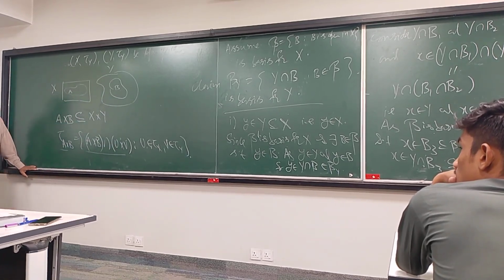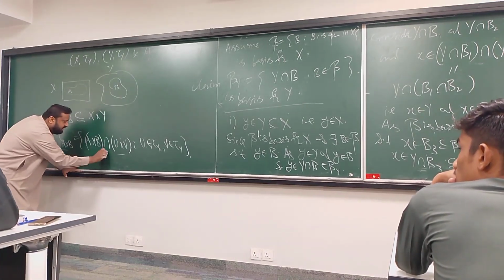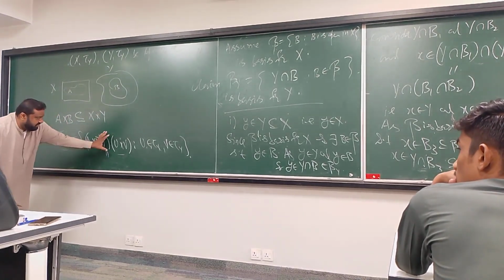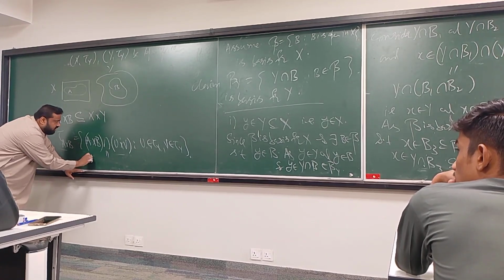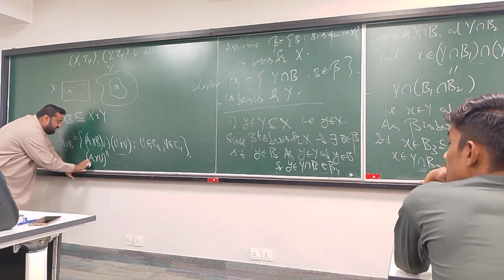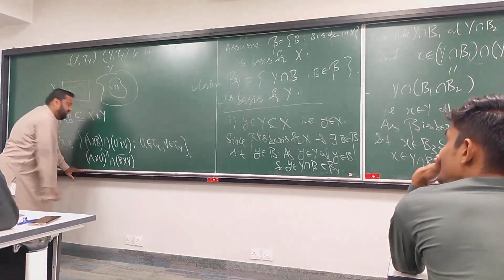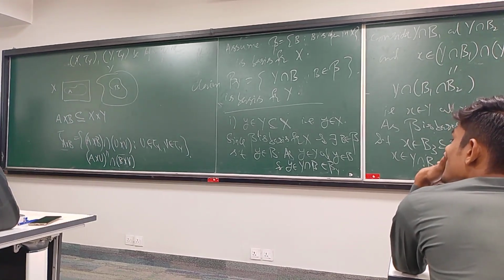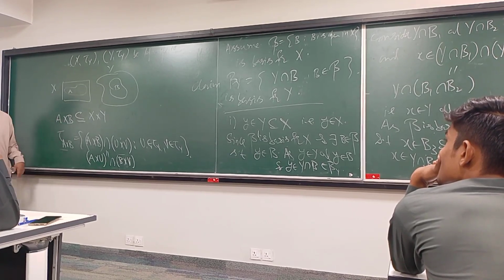What do the open sets of the subspace topology look like? By the way, you can also write this in this manner. What would be an alternate way of writing this set? A intersection U, cross, B intersection V. So you can also write it in this manner. Anyway, so that's the subspace topology.